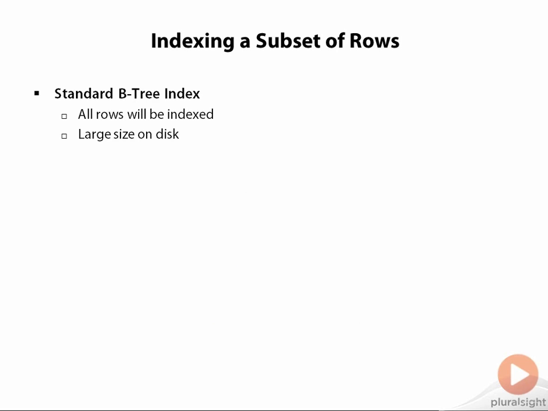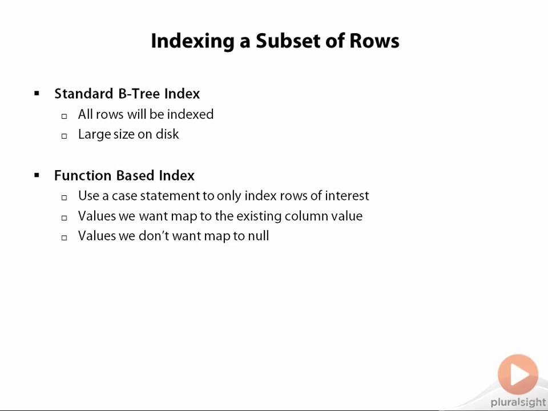If we try to use a normal B-tree index, what Oracle is going to do is index all of the rows in the table. Consequently, this index is going to be relatively large on disk because we're indexing all of these rows. And we're going to have the overhead of maintaining the index for every row. So the problem is that we really want to index only a subset of rows, the subset of rows that we're interested in. And we can do this with a function-based index.